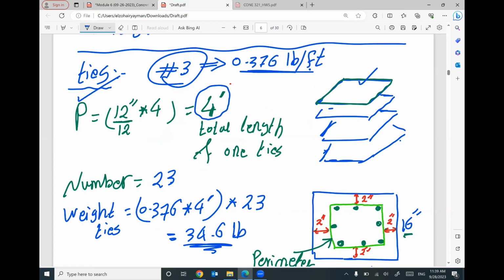Guys, I would like to give you a hint. I will not be strict about the total number of ties. If you put 24, if you put 22, that will be fine. That makes sense? So no restriction about the total number. But if you put 20 or 15 or 10, that means you have a mistake. I'm not saying 23 must be 23. No, it can be 24, it can be 22. That's fine. This little difference will not affect the final answer. Not a big deal. That makes sense?